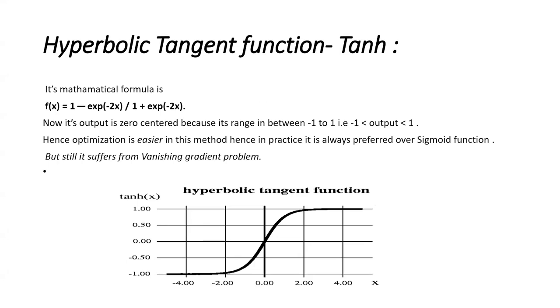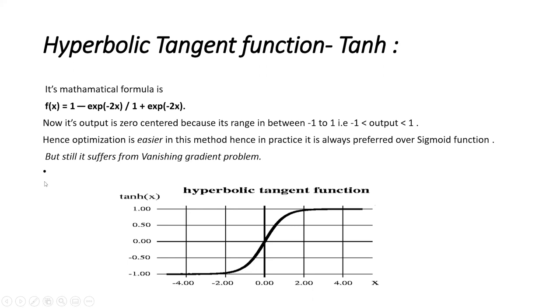Now next comes the tanH function. We have seen an example of the tanH function in the previous slide. It has the mathematical formula of 1 minus exponent of minus 2x by 1 plus exponent of minus 2x. Don't remember it, just ignore it. But understand that its output is zero centered, because it has a range between minus 1 and 1. That is, it is not from 1 to 0, but rather from 1 to minus 1. You can see the minus 1 over here and 1 over here, and a 0 here.